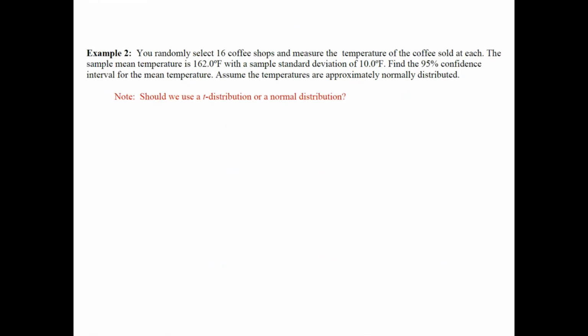Example 2: you randomly select 16 coffee shops and measure the temperature of the coffee at each of the 16 coffee shops. The sample mean of the temperature is 162 degrees Fahrenheit with a sample standard deviation of 10 degrees, and the confidence level is 95%. So we need to find the 95% confidence interval for the mean temperature.